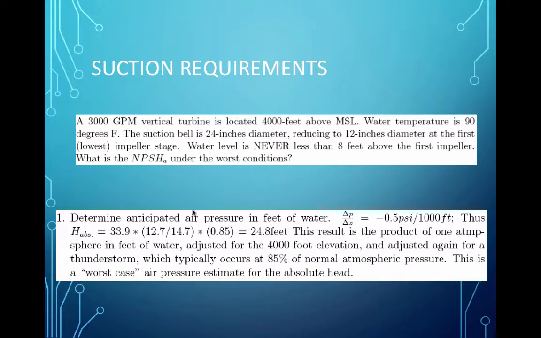Okay, so the first thing that's important is that statement's very handy. That may not be the case in some analysis you're faced with, but we're told that the impeller is always 8 feet below the water level in the system. Okay, so the steps to determine the net positive suction head available.